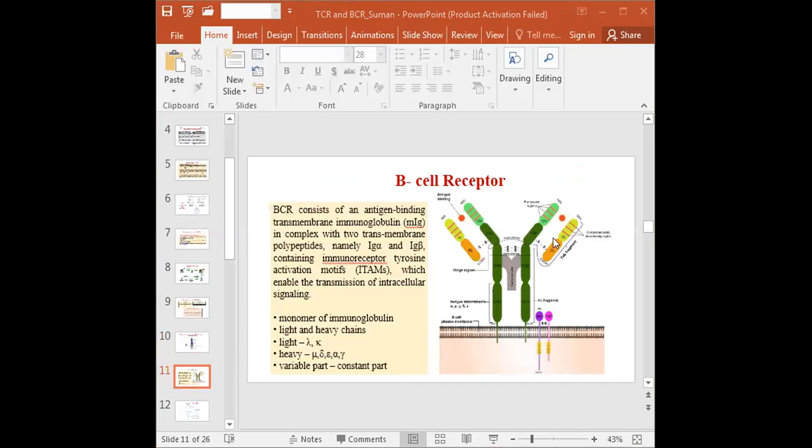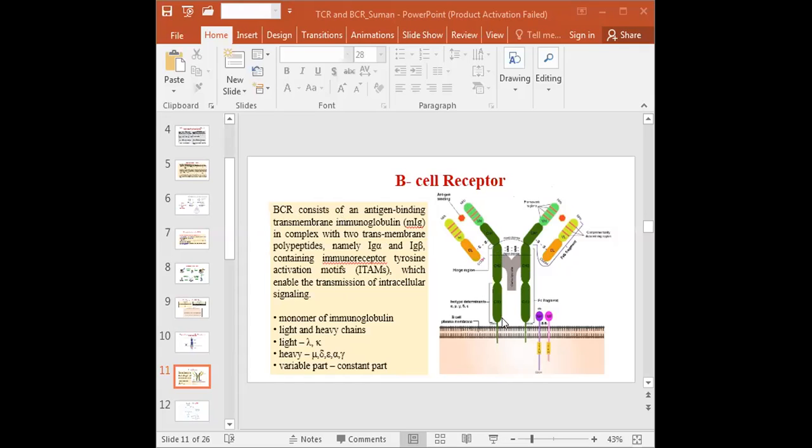Like the other immunoglobulins, they are monomers. Here you can see they have both chains, the light chains and the heavy chains. They have the variable region and the constant region of both the light chain and heavy chain. So this is the variable part and this is the constant part. The light chain consists of two types of polypeptide chains, lambda and kappa. And the heavy chain consists of 5 types of polypeptide chains, that is mu, delta, epsilon, alpha, and gamma.